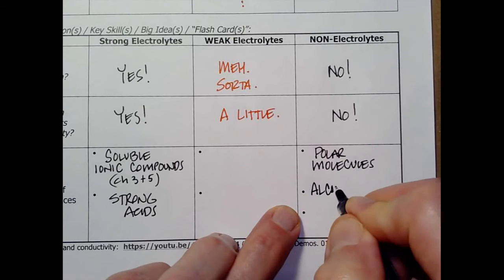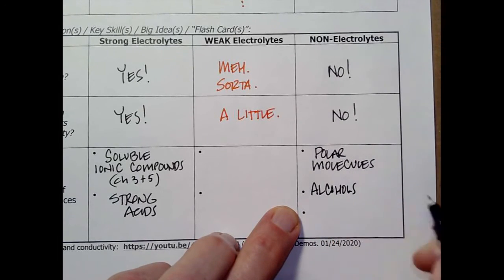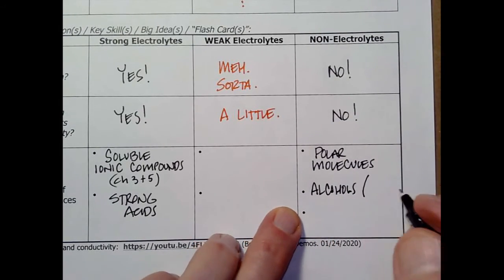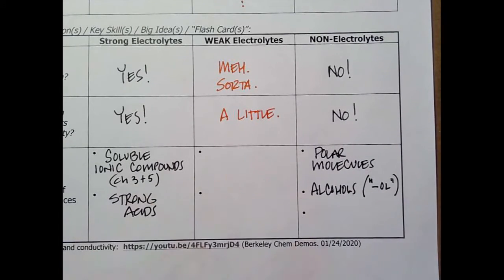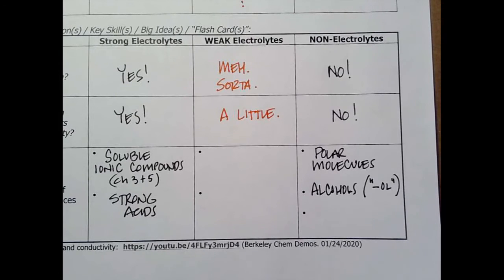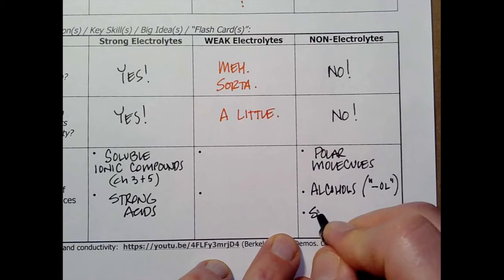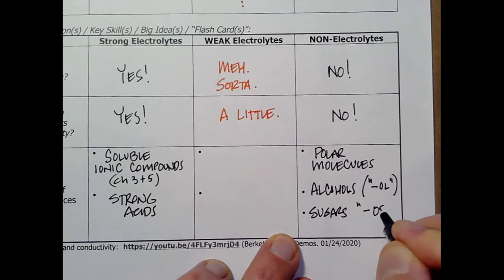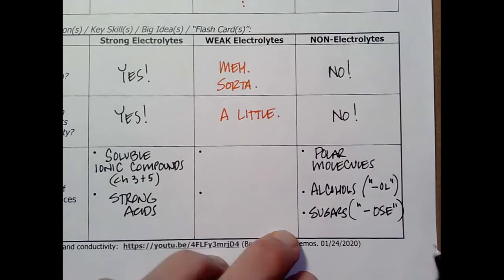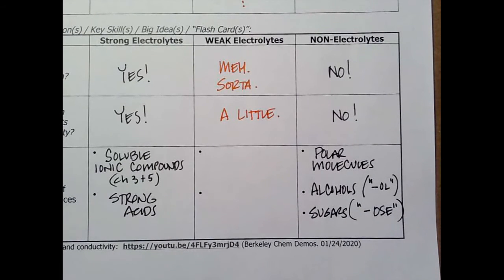Alcohols are commonly in that category. Those are always going to end in OL: isopropanol, methanol, ethanol, butanol. And the other one is sugars, and they always end in OSE. So anything that's sucrose, glucose, mannose, lactose, oh yeah, this is going to dissolve in water, but the solution is not going to behave like a strong electrolyte.